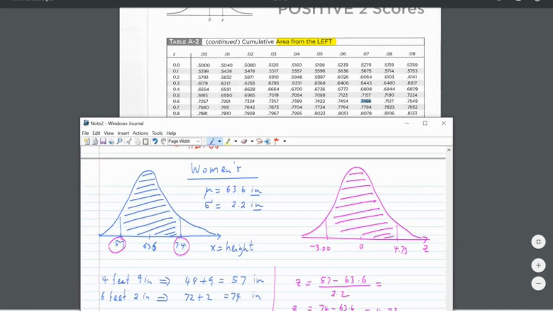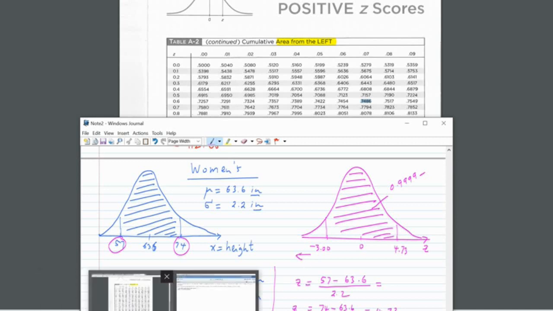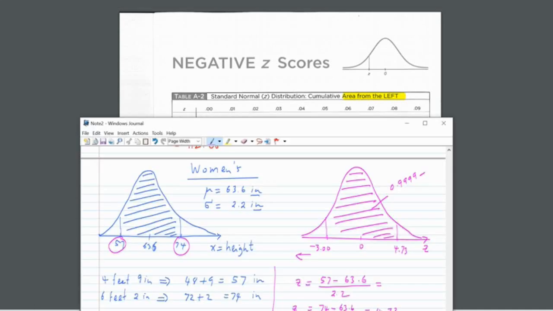So that area is 0.9999 minus, and we also need to find the area to the left of negative 3. Negative 3 is on the other table. Negative 3.00 is right here, which is 0.0013. So minus 0.0013. Let's find this.